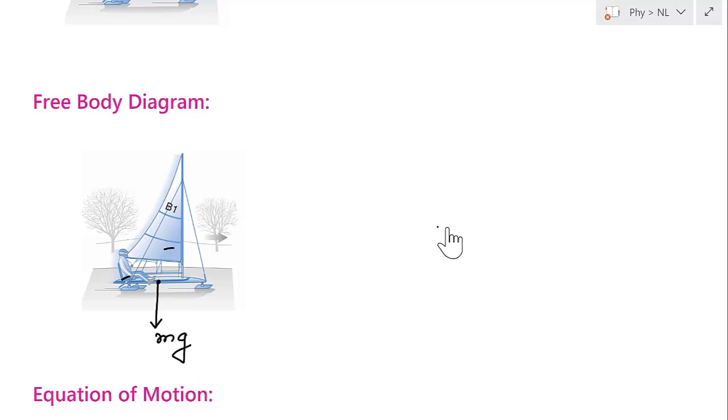So let us denote this ice boat plus rider as a point mass, and the force acting in the downward direction is mg. Normal reaction will come from here and from here, but we will consider the equivalent normal reaction passing through this point, and the magnitude of this normal reaction, let's call this N. So this is the normal reaction.